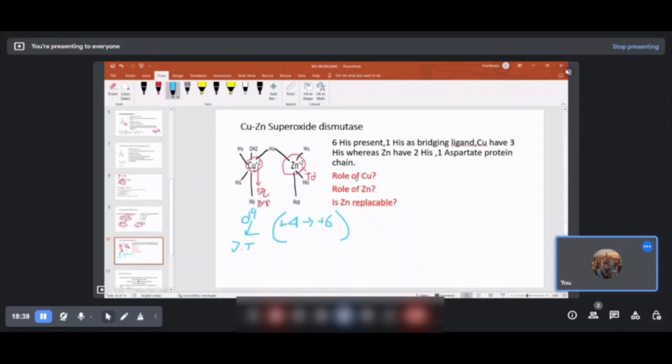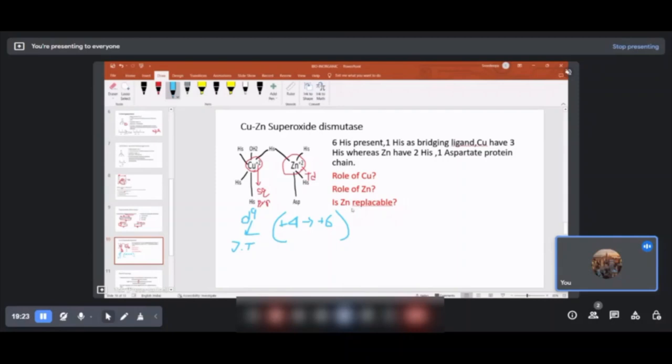So what is the role of copper and what is the role of zinc? Is zinc replaceable? First let's clear this question, the role of copper. Copper here plays the role of the active metal. This copper is not replaceable; it is the main element. It is the irreplaceable metal. But what is the role of zinc? Zinc is basically supporting this metal and helping to maintain its stability.